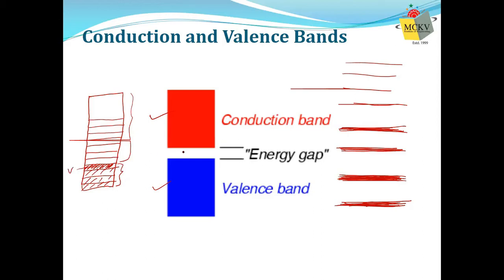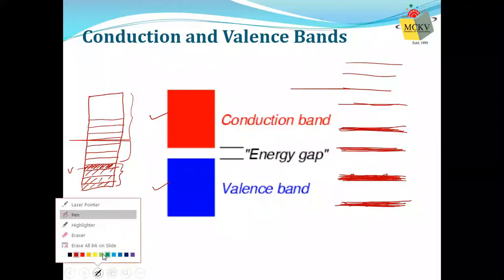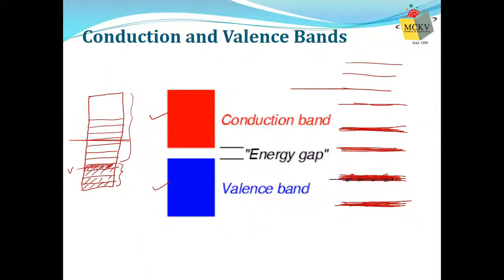So similarly, whenever we are talking about energy bands, some energy bands are occupied by electrons. So suppose there are some of these energy bands. Let me change the color. Say these energy bands are occupied by electrons.